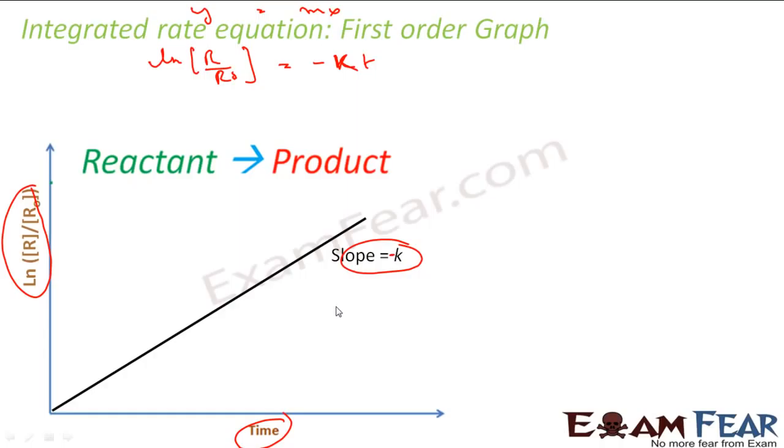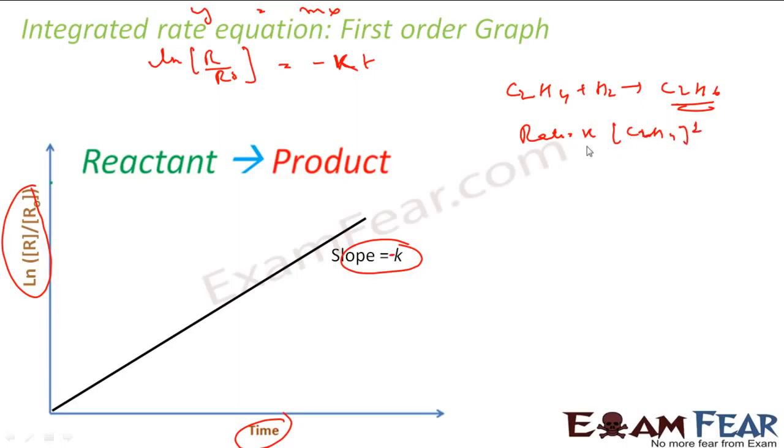So examples of first order reactions. A lot of reactions are first order actually. Hydrogenation of ethene, we get ethane here. This is a first order reaction. So here the rate is equal to k into C2H4 to the power 1.